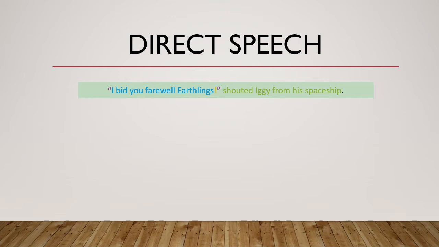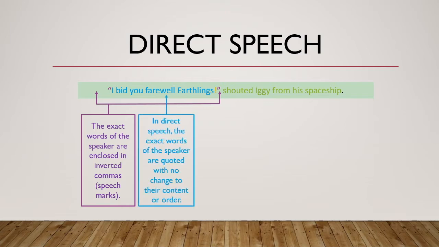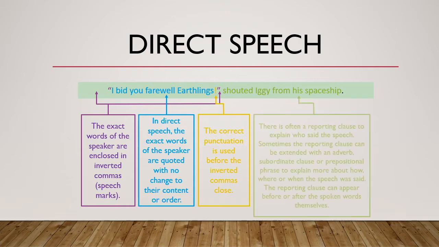So here's an example of some direct speech. "I bid you farewell, Earthlings," shouted Iggy from his spaceship. You can see in purple, the exact words of the speaker are enclosed in inverted commas or speech marks. In the blue is the direct speech, the exact words that the speaker said or quoted. There's no change to the content or the order. There's also a correct bit of punctuation used before the inverted commas close, in this case an exclamation mark.